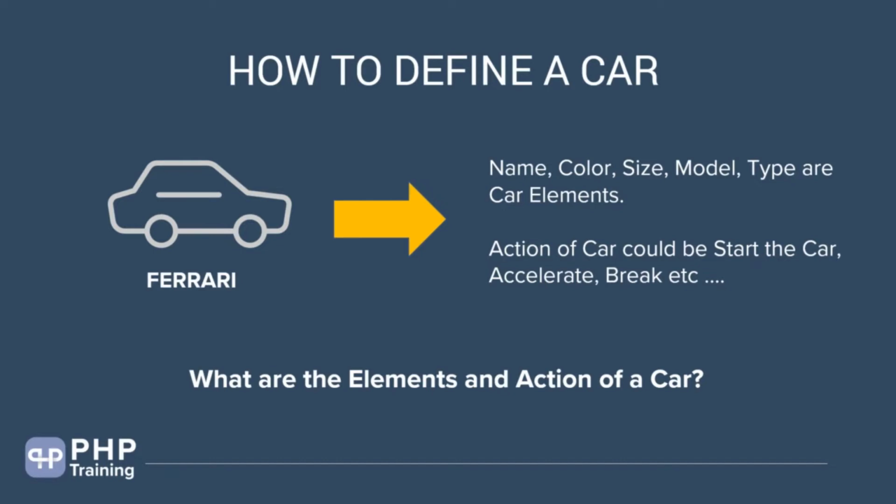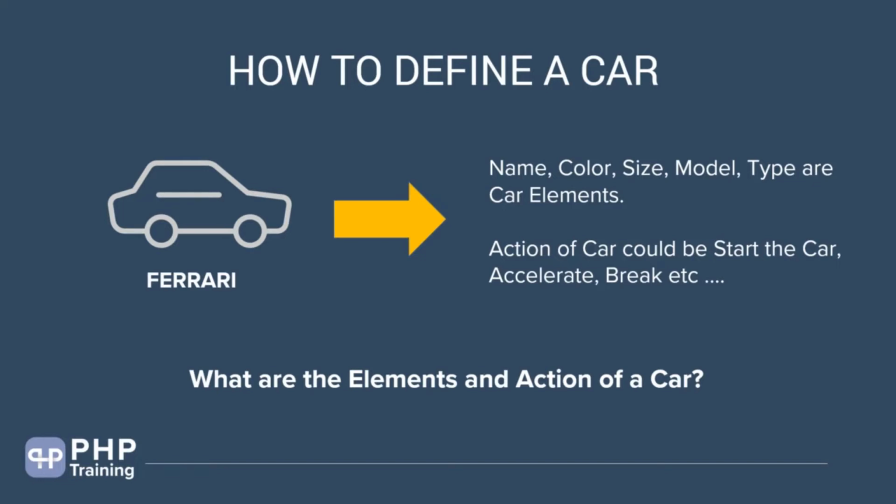Right? So there are two things always assigned to an object. One is nothing but the car elements, or basically elements of that object, and next is the function of that object. That could be an action of that object. In terms of the Ferrari car example, you have car elements and car actions. Car elements is name, color, and action of the car could be start the car, accelerate, and brake. Okay, this is how you define a car.